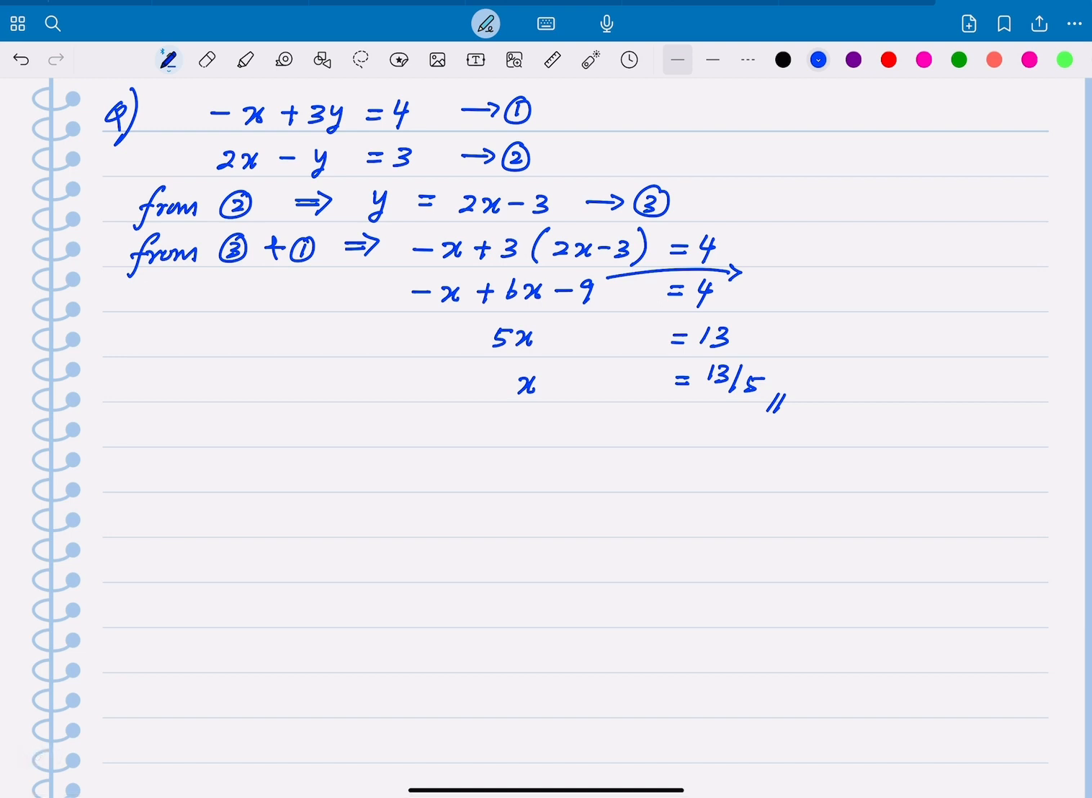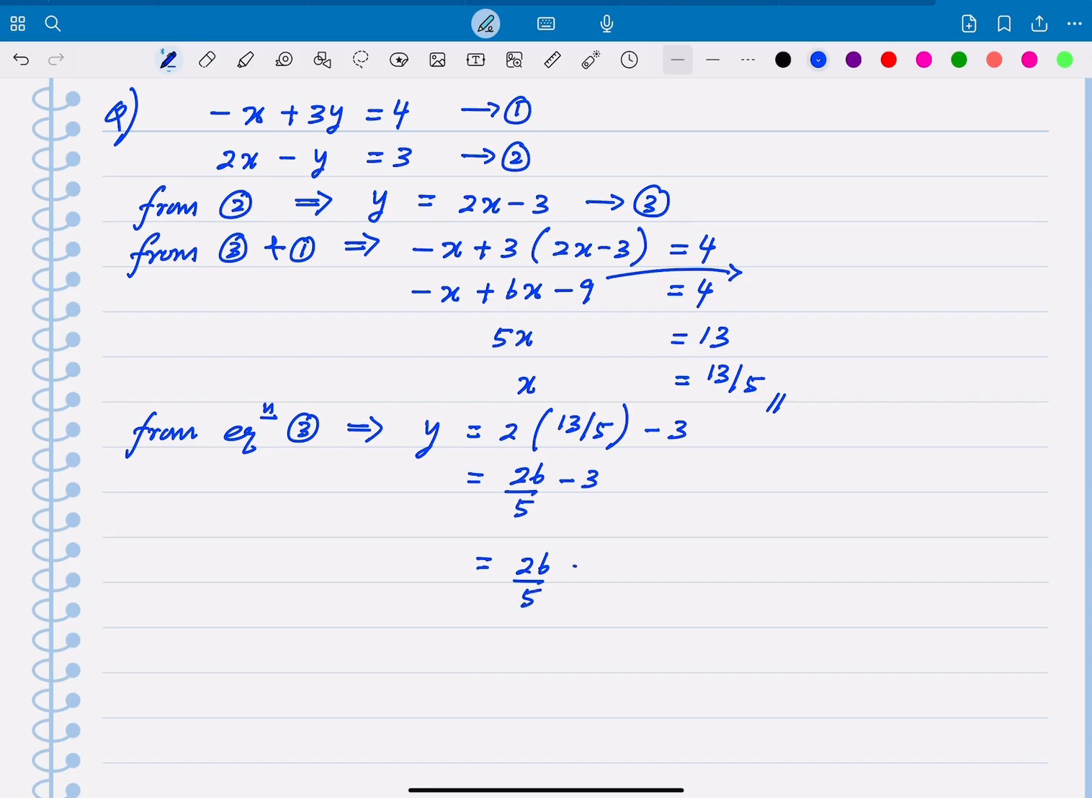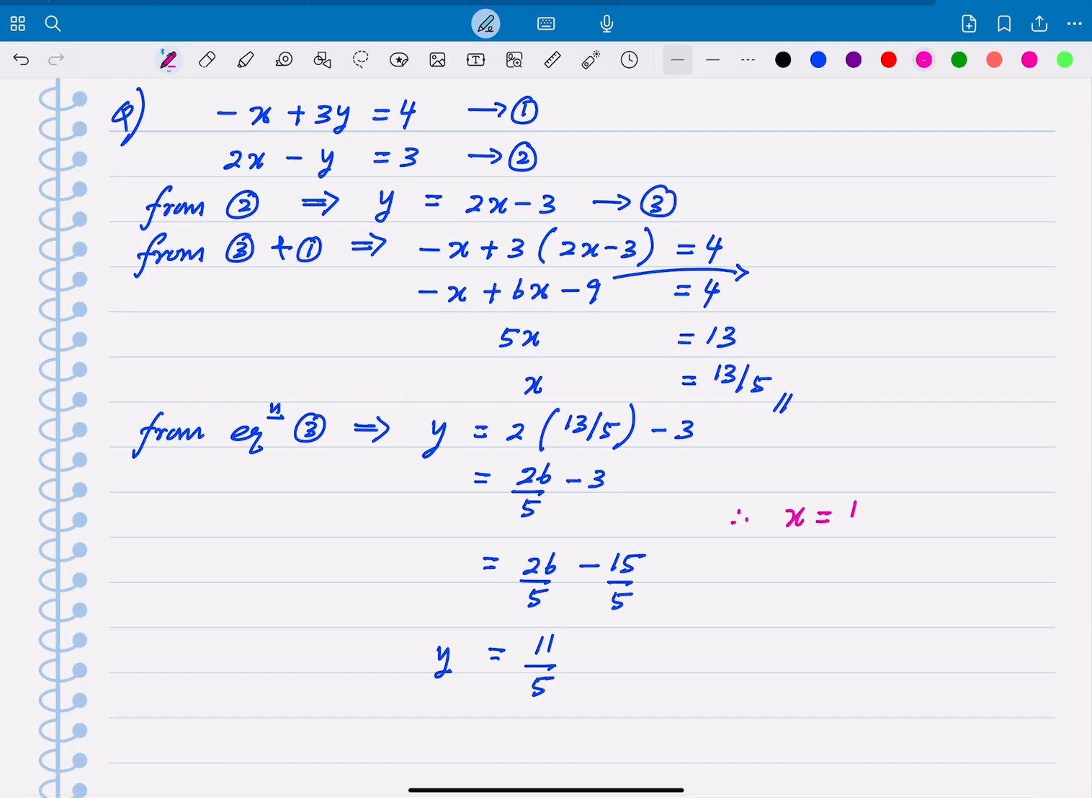Now we can substitute this back into equation number 3. From equation number 3, what you get is y is equal to 2, again substitution, put a bracket, 13 divided by 5 minus 3. So it's going to be 26 divided by 5 minus 3. When you take the common denominator, it's going to be 26 divided by 5 minus 15 divided by 5. The answer is going to be 11 divided by 5. So you can conclude x to be 13 divided by 5 and y to be 11 divided by 5.